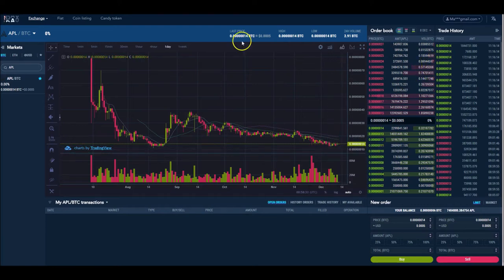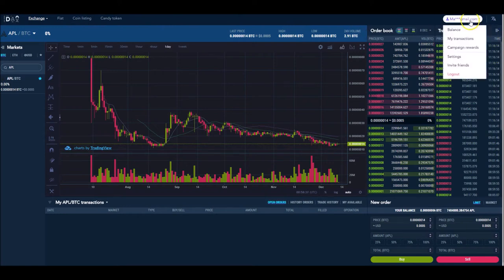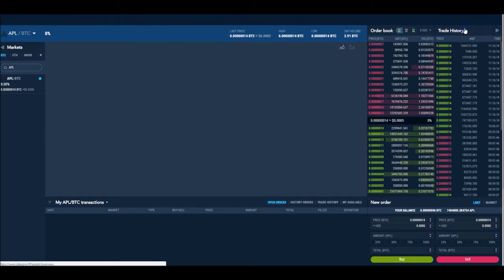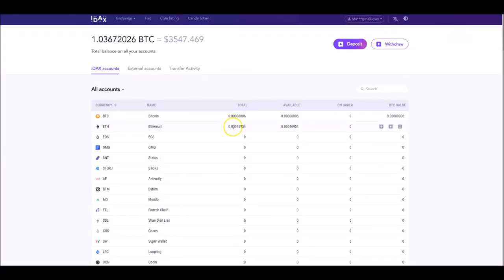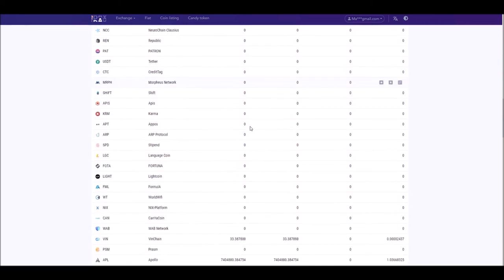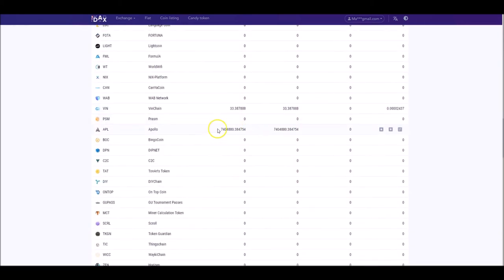Let me double check. So we're gonna go on IDAX, over to assets, our balance. All right, so we must have got our coins. Apollo, look at this. So now we have 7.4 million coins. That's what I'm talking about.